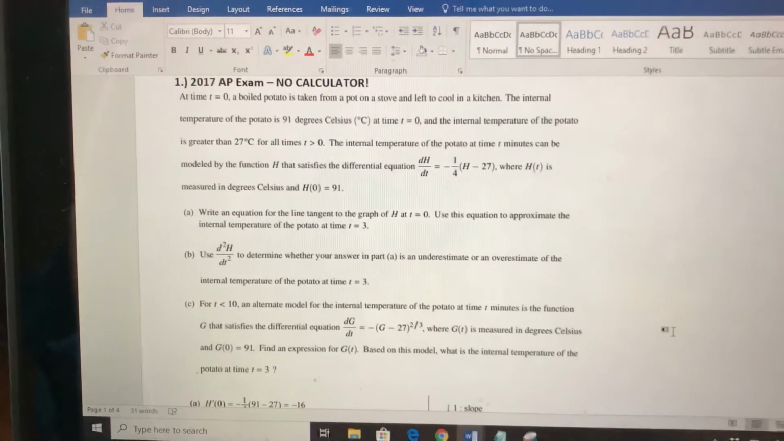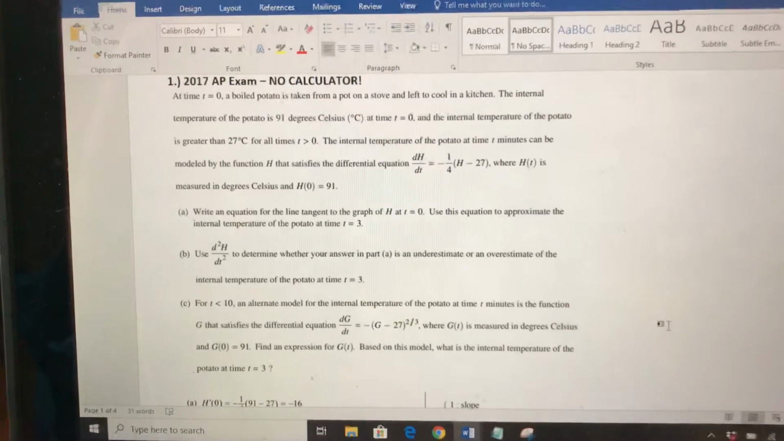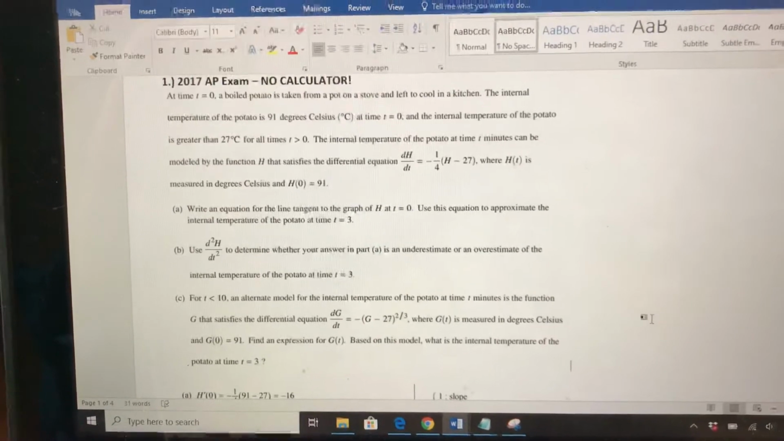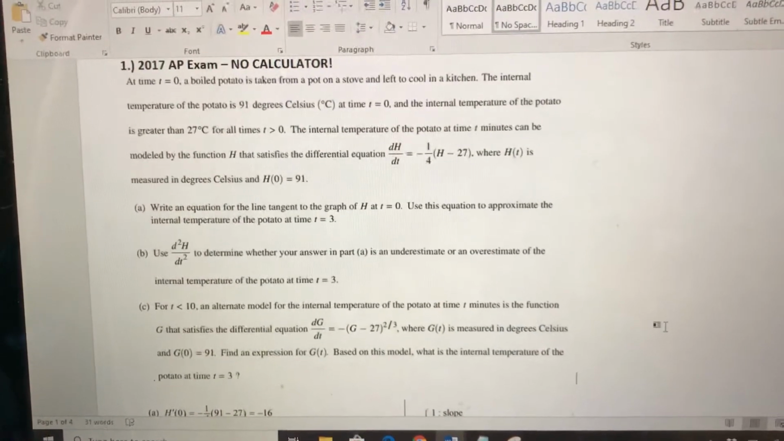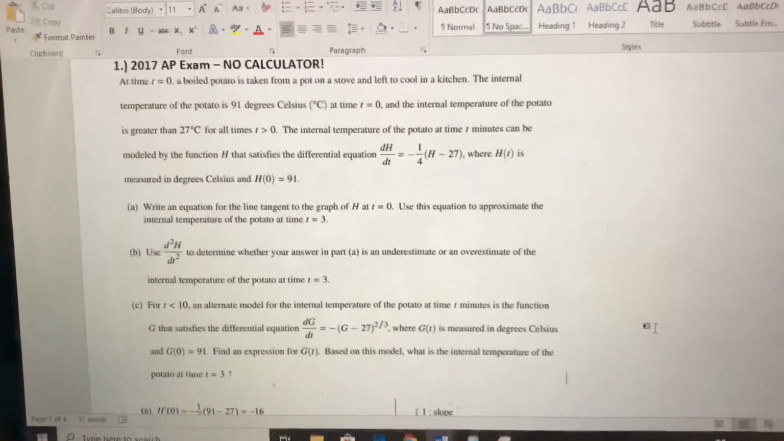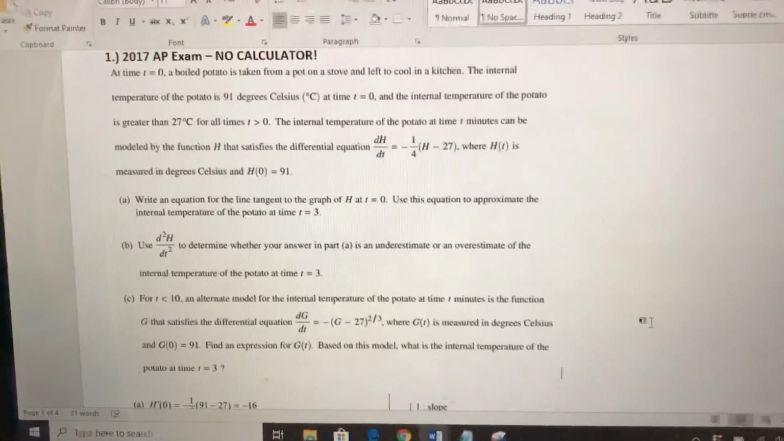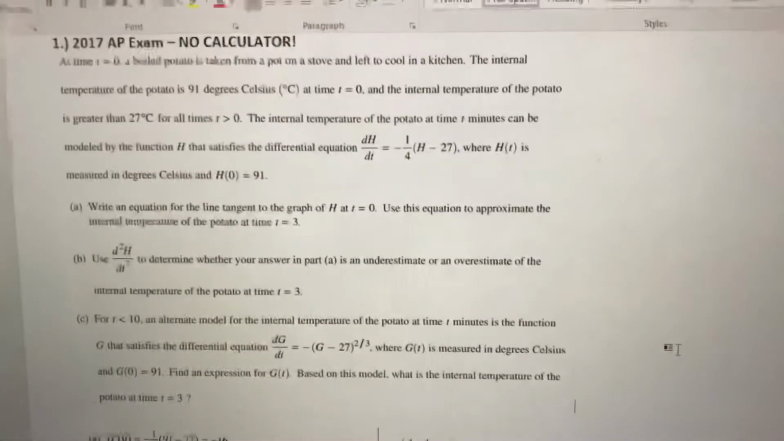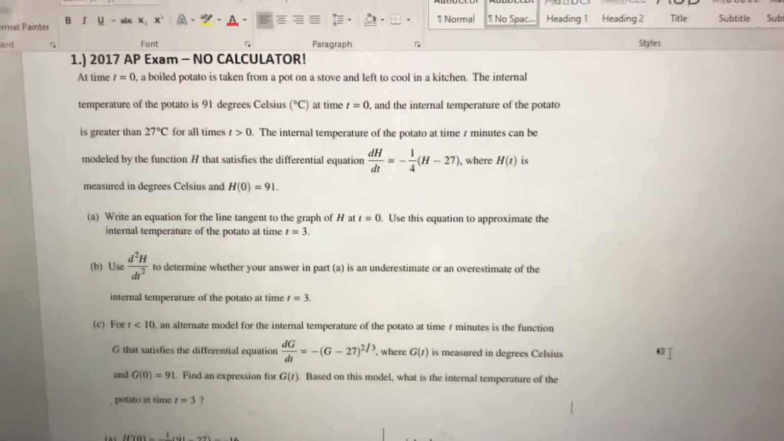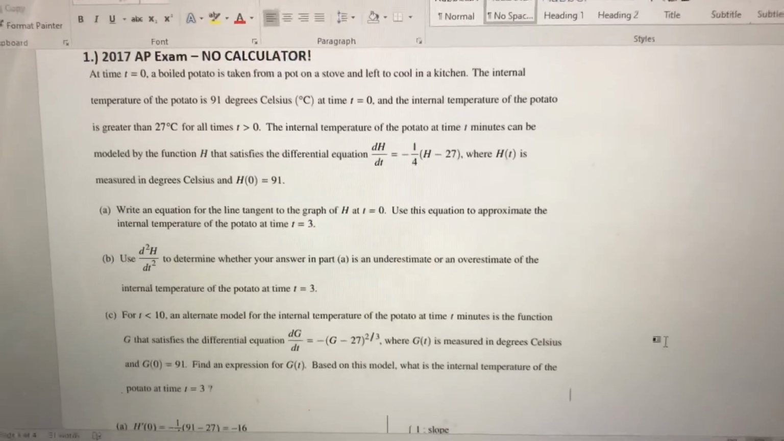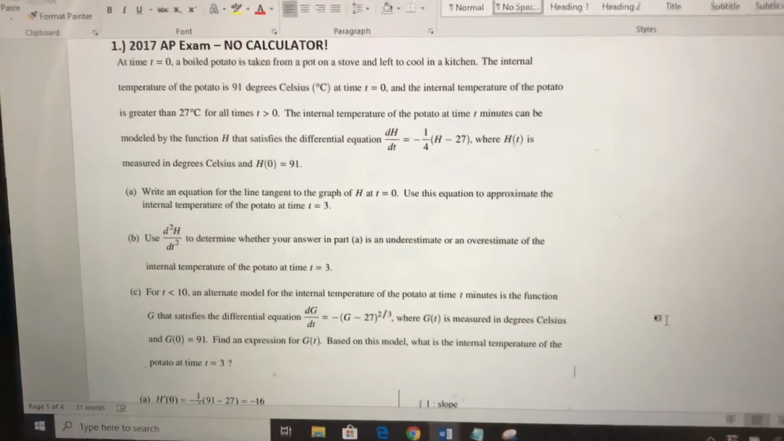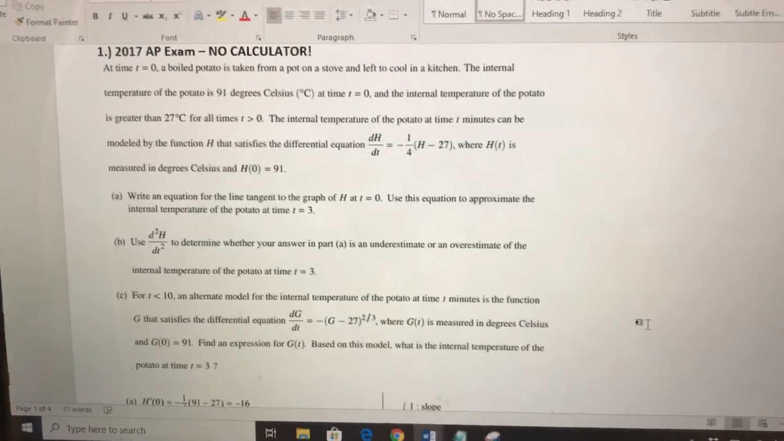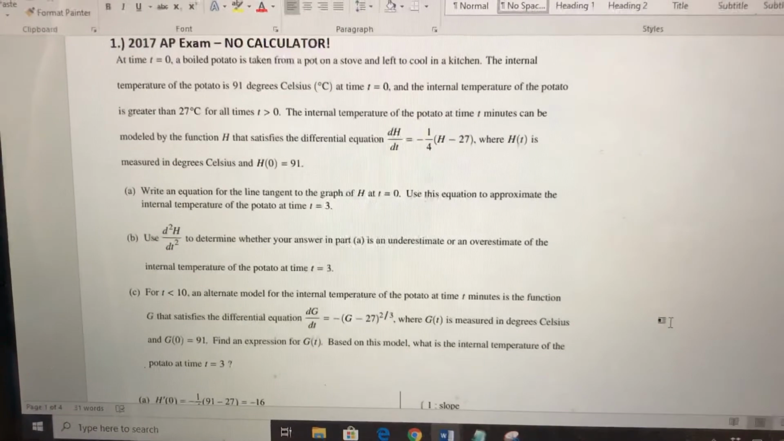All right, I want to take a look at the baked potato problem, which was the big problem that got talked about in the 2017 exam. It's a really nice example, a pretty typical example of a differential equations problem. So anyway, t equals 0, we've got this baked potato, and they give us the differential equation here, dH/dt, the rate of change of the heat of the potato, or the temperature of the potato, as time changes.